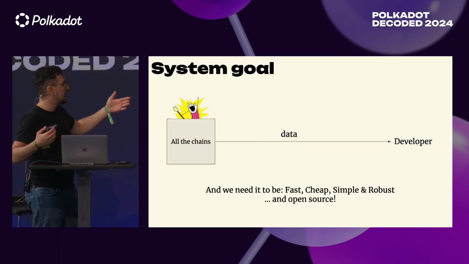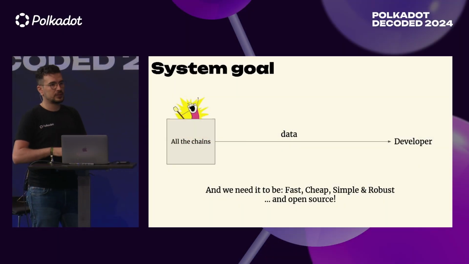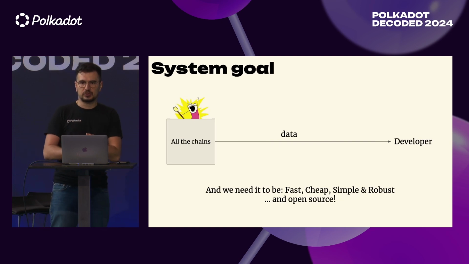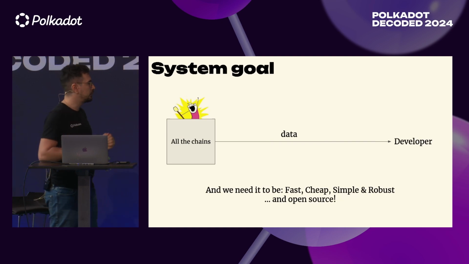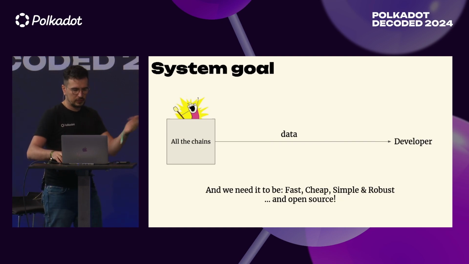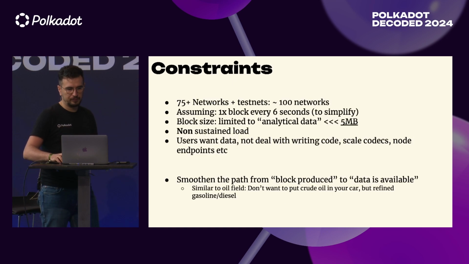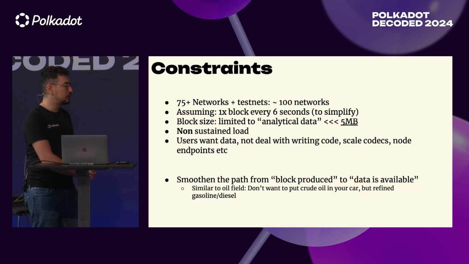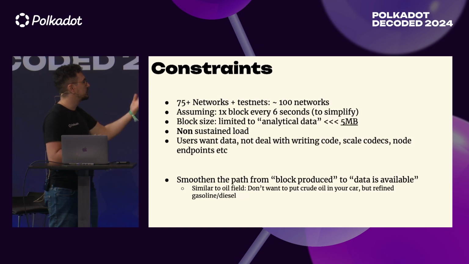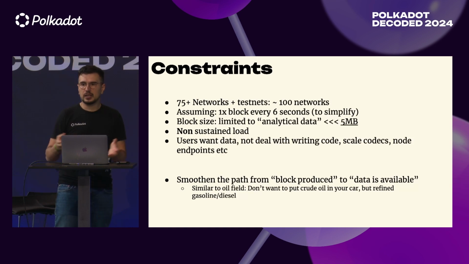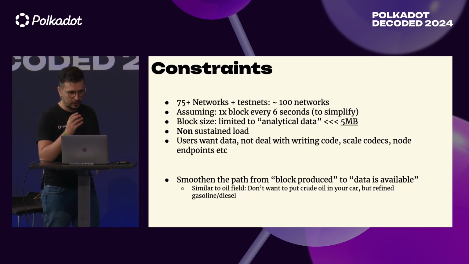The goal of the system is to have all the chains, get the data, and give access to the developers, and have that fast, cheap, simple, robust, and most importantly, open source for anyone to run on their own if they don't want to rely on external people providing that data for them. The constraints that we have additionally is we want this to scale to 75 networks or more, including the testnets, so let's say 100, rounded up.